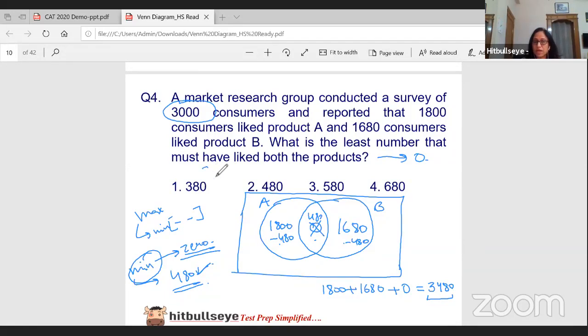That is, 3000 is equal to 1800 plus 1680 minus intersection. But remember, this is not an equality, because the question has not said that everyone likes either A or B. This 3000 will actually be greater than or equal to this. So that is the concept that could have been applied. I think this is more complicated and technical to talk about. This is a better shortcut to remember. Otherwise, you can do it technically using this concept. Everybody clear with the shortcut?